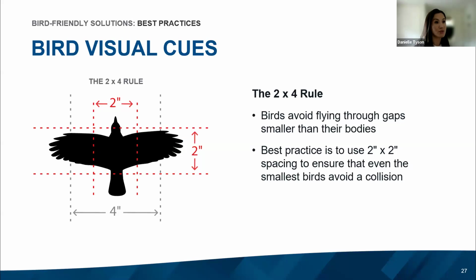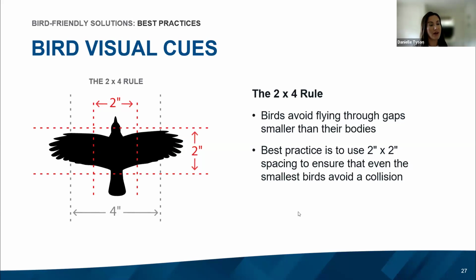So because they're so small, now the best practice is a 2 inch by 2 inch spacing of the visible deterrent on the glass. And there are plenty of products available and tested in both 2x2 or 2x4 spacing. Just a good rule of thumb.